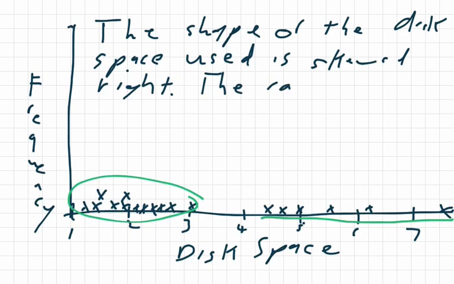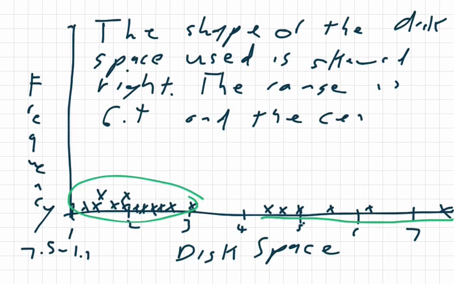The range, well, 7.5 minus 1.1 is 6.4, and the center looks to be about 2.2, 2.4, somewhere in that range, a little bit more than 2. And that's me describing the overall pattern.